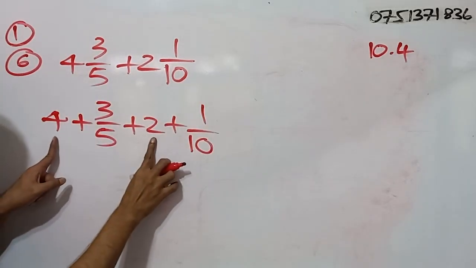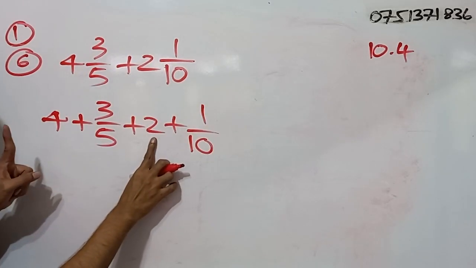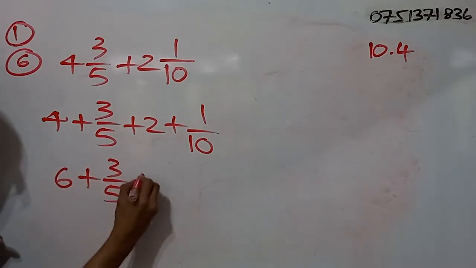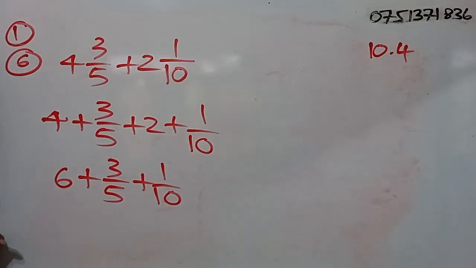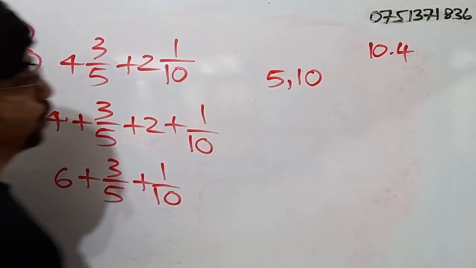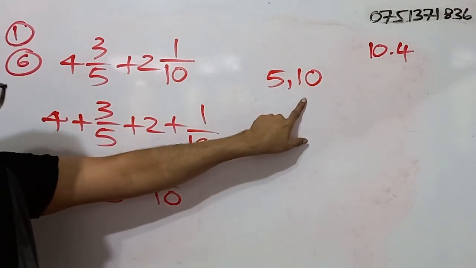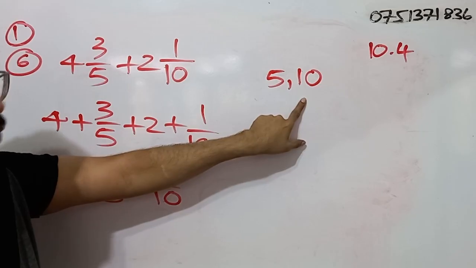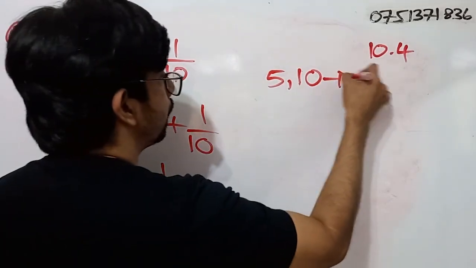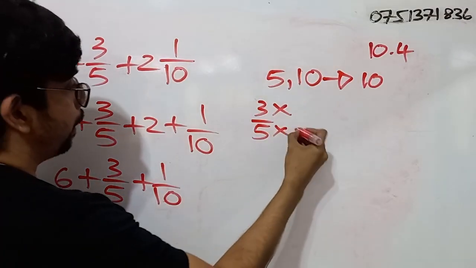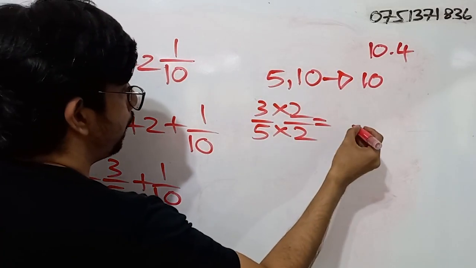Now I can add these two whole numbers. So 4 plus 2, that will be 6. Then I'll have to consider the two fractions. So these two fractions, the denominators are different. So what are the denominators? 5 and 10. So it will be easier for us to consider the LCM of these two numbers. So what will it be? 10. So 3 by 5, I'll have to multiply both denominator and numerator by 2.